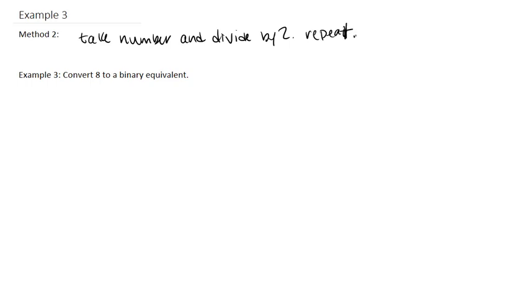So let's look at example 3 to see how we do this. We're going to convert 8 to a binary equivalent. So what we do is we take the number 8 and divide it by 2. This gets us to a whole number, 4. Anytime we have a whole number where there's no remainder, we're going to place a 0 for that. And if there is a remainder of 1, we're going to place a 1 there.